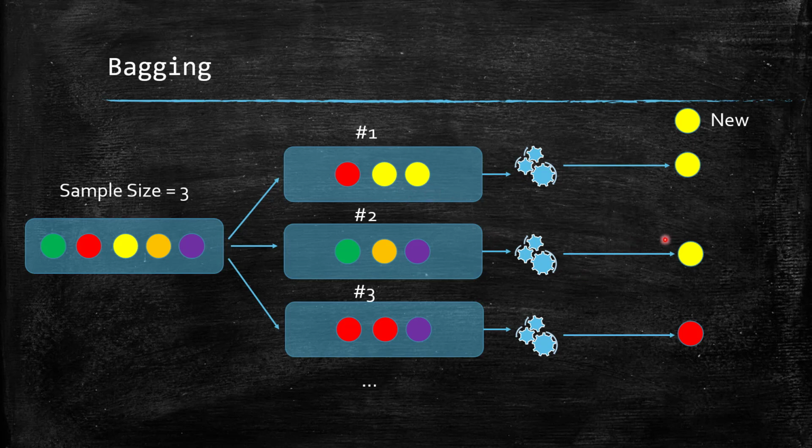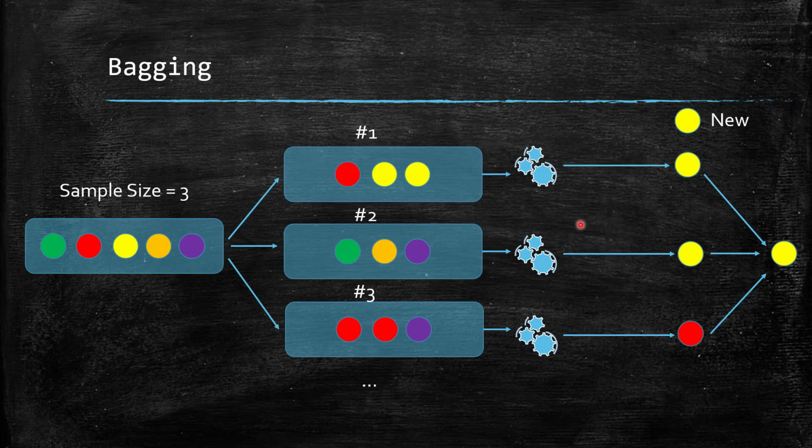So from all these classifiers we get the classifications. Now we take the majority vote, that means whichever classification comes up most often. That's called majority vote, which is yellow over here. When we do the aggregation, our final classification will be yellow. So that's the concept behind bagging.